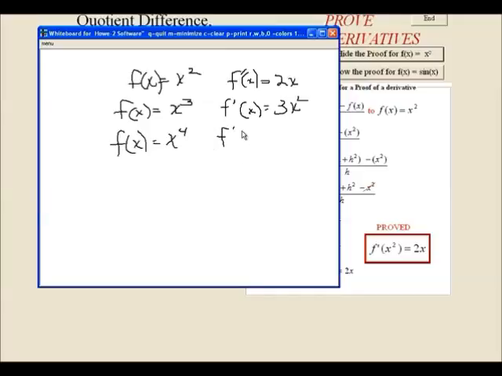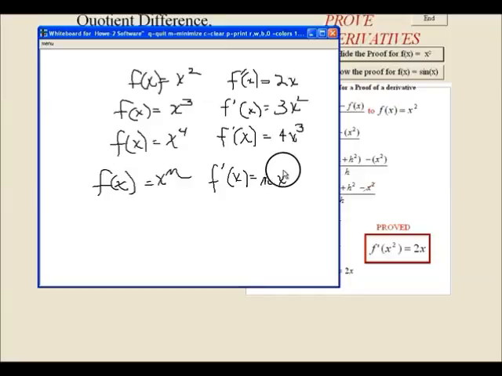Newton must have been surprised when he saw this pattern. And it's 4x cubed. Must have made him scared. It would have scared me. So if f of x is equal to x to the nth, then the derivative of that function is equal to n times x to the n minus 1 power. And this is called the power rule. And you have to have it memorized. There's so much more to come, so don't think that you have all the time in the world to memorize it. Memorize it now if you don't know it already.